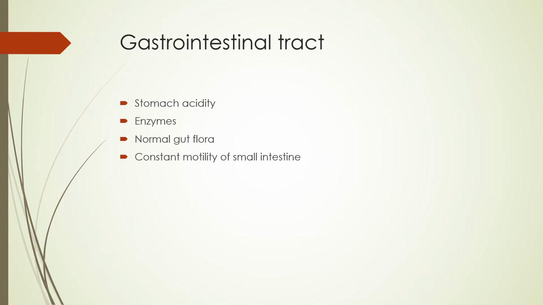We have enzymes of the gastrointestinal tract, digestive enzymes such as peptidase, that protect us from getting colonized with an infectious organism. We have normal intestinal flora, and that normal intestinal flora helps to prevent colonization of enterics and anaerobes. And then we have the constant motility of the small intestine. That's called peristalsis, and it is the constant motility of the small intestine pushing out organisms in your stool.